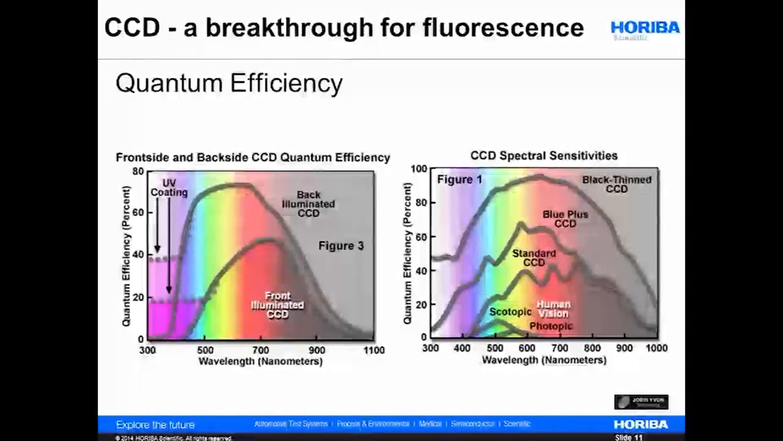But an even more efficient method is to illuminate the CCD from the back, so-called back illuminated. Therefore, the CCD itself has to be thinned, and the incident photon can then enter the photosensitive area of the CCD without being absorbed by electrodes. This technology is used in the CCD we are using in our new systems.